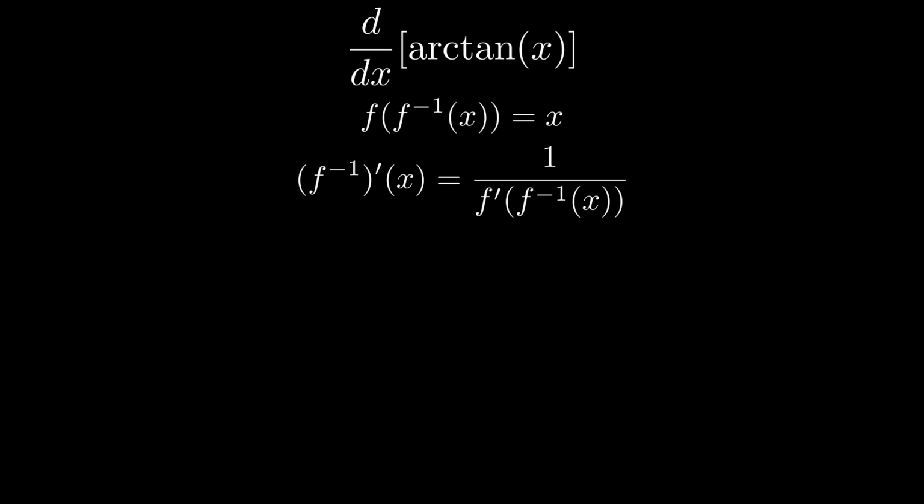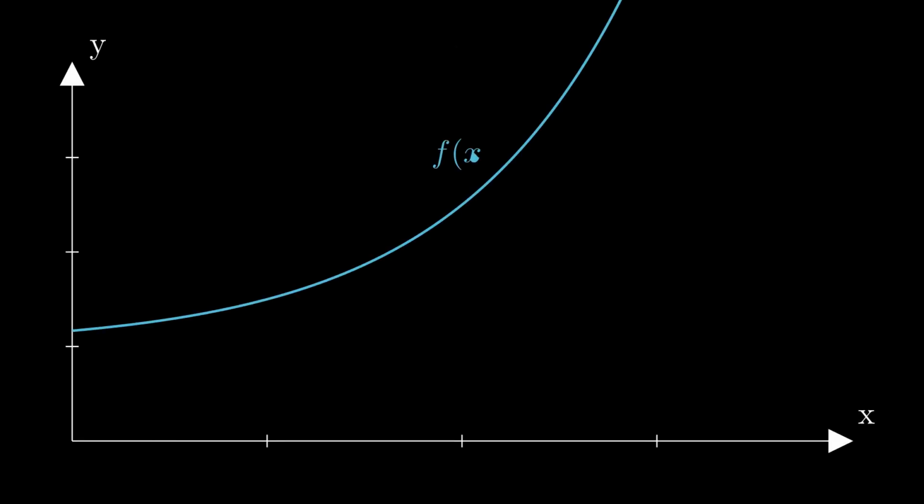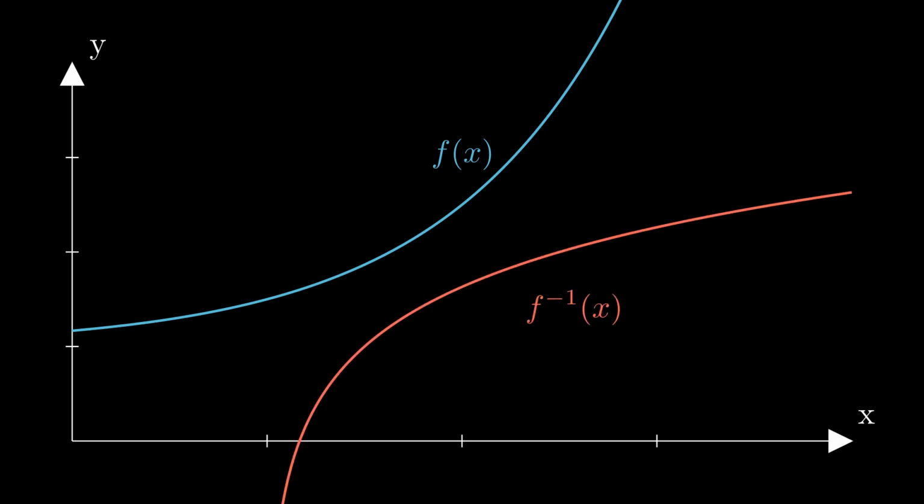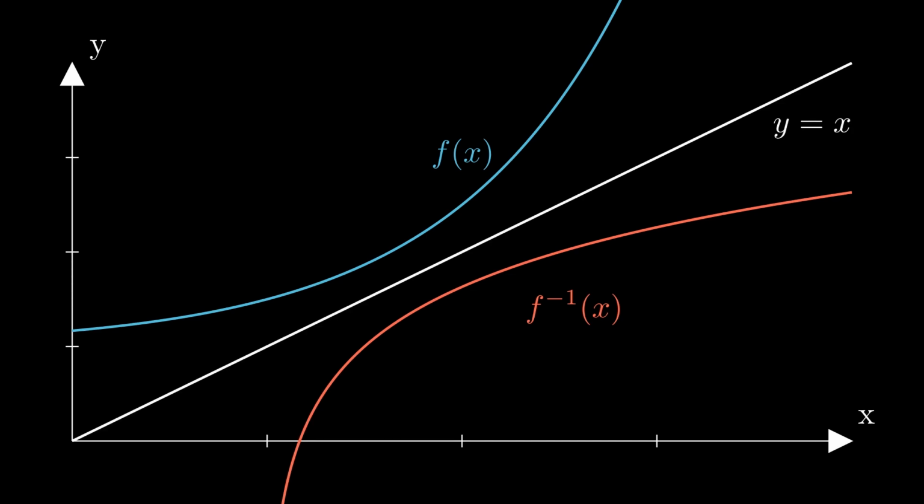Now, this explicitly gives the derivative of an inverse function as the reciprocal of the derivative of the original function evaluated at f inverse of x. That's a little bit of a mouthful, but thankfully the statement that this equation is trying to make is actually quite simple and can be explained visually. Consider the graph of some function f, along with the graph of its inverse, f inverse of x. Now, notice that the graph of f inverse of x is simply the reflection of the graph of f of x over the line y equals x.